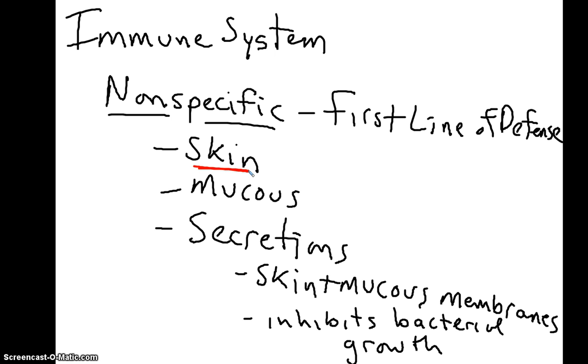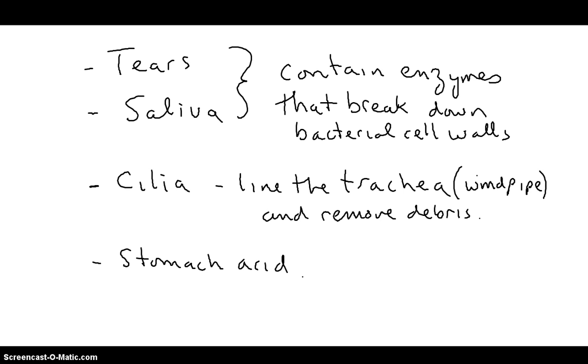The second one is mucus. So things like saliva, snot, all of those things that will trap pathogens before they can get into the body. And both of these, the skin and the mucus, have secretions that come through the skin and mucous membrane, and all of those secretions will inhibit bacterial growth. So not only do they provide a physical barrier, but they also secrete enzymes and such that will inhibit bacterial growth and stop bacteria before it gets a chance to grow.